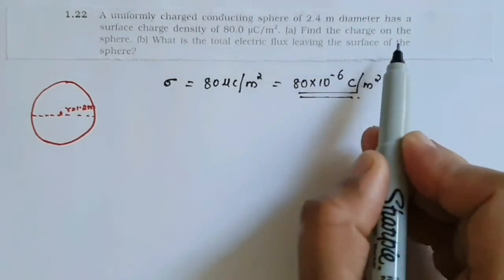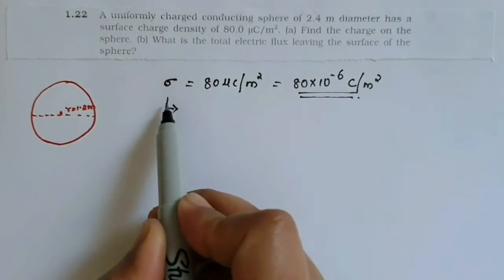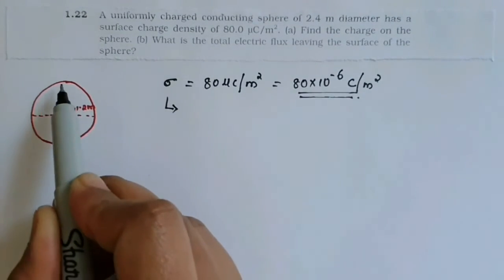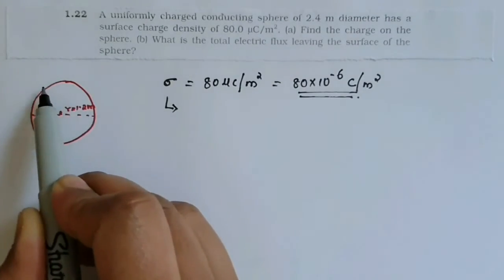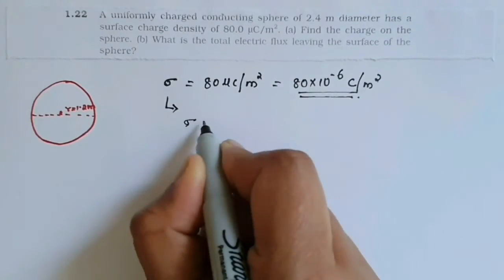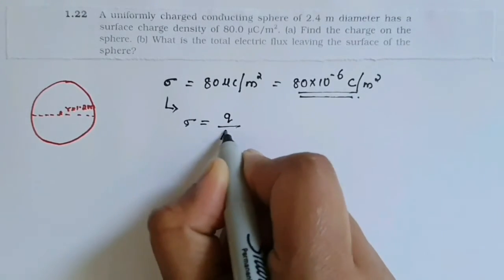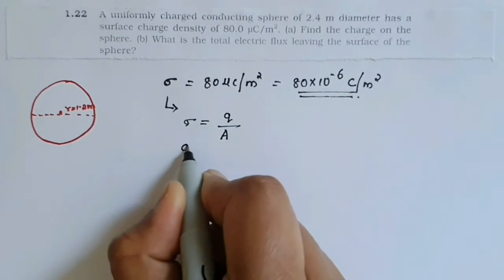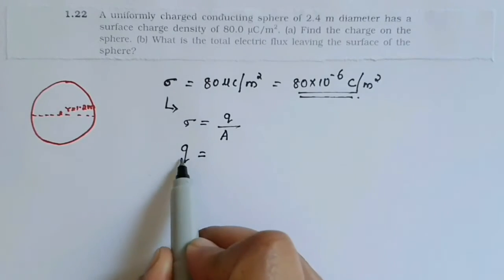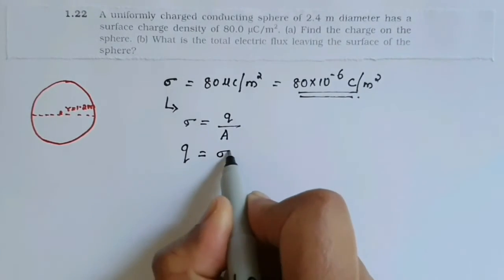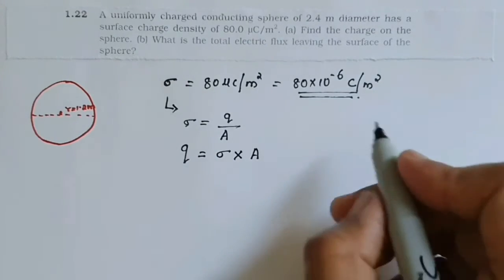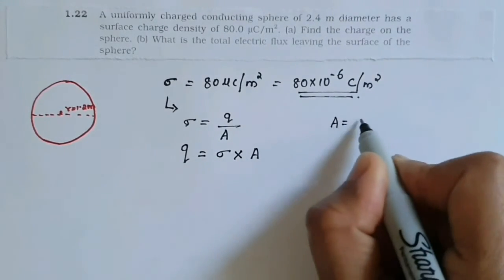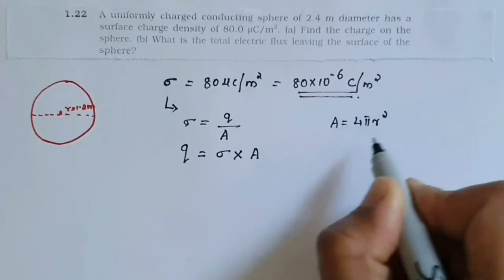Now we have to find the charge on the sphere. Now what is sigma? It is the amount of electric charge that is present on the surface of the given area. That is, sigma is equal to Q by A. From this, Q, that is, charge on the sphere, is equal to surface charge density into area of the sphere. Now what is area of the sphere? That is 4πr².